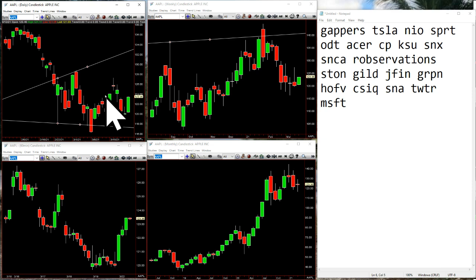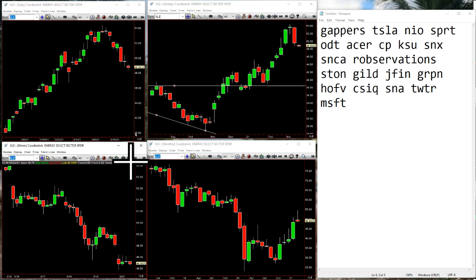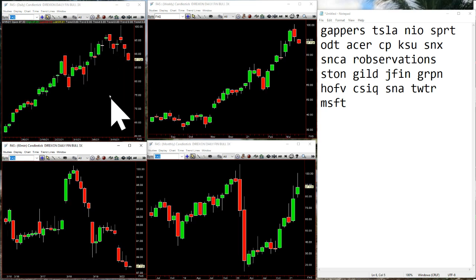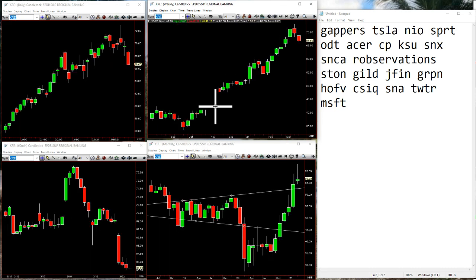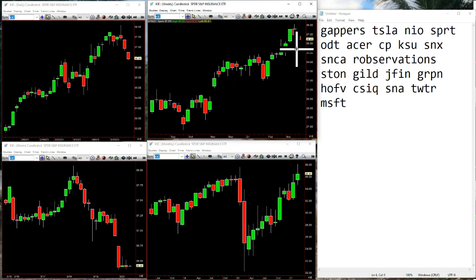You can also notice some of these sectors like XLE here, not playing well. FAS here, and this is why it's important to have your sector list up, because the FAS is taking out last week's lows. If you go to XLF here, KRE here, taking out last week's lows, KIE. This tells you they're selling financials across the board, right? So we'll get to that in a second. We'll stick with the strength first.